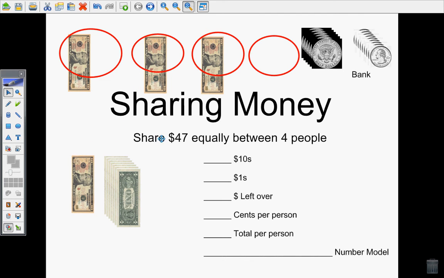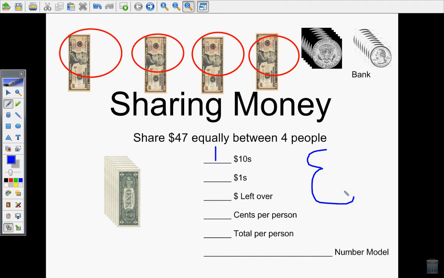Now, on our test, there's usually going to be a bunch of different answer blanks for you to record your information. So I've used up 10, 20, 30, 40 of my dollars. Each person got one $10 bill. In my head, I'm thinking about how I have $7 left. Now let's see about how I can divide that $7 up.